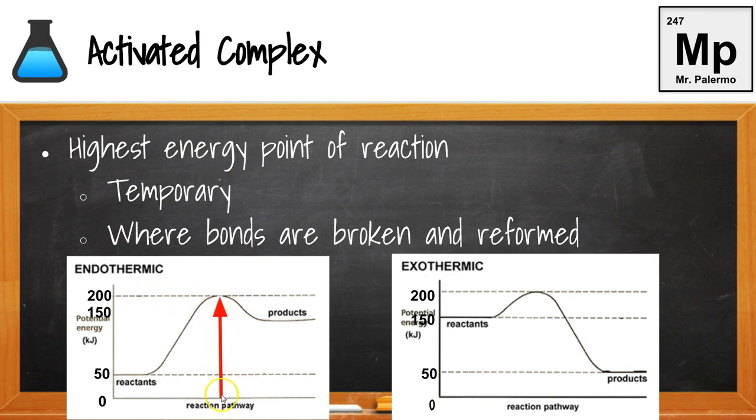So the activation energy goes all the way from 0 up to the top. So it's how much energy does it take at the highest point. So in this case, it takes 200 kilojoules of energy. That's the highest amount of energy in the reaction. And for exothermic, it's the same thing here, going from 0 all the way to the top of the hill.